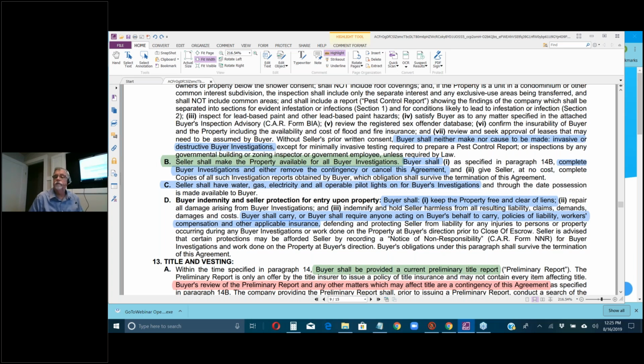Defending and protecting seller from liability for any injuries to persons or property during buyer's investigations or work done on the property. The notice of non-responsibility, you shouldn't be getting into this. But the notice of non-responsibility is a form for when you're letting the buyer in early to fix stuff, which is generally a no. Although who knows, I've had times where we've done that.